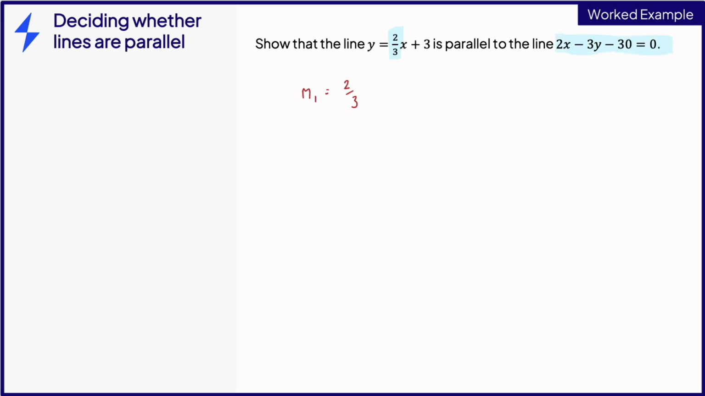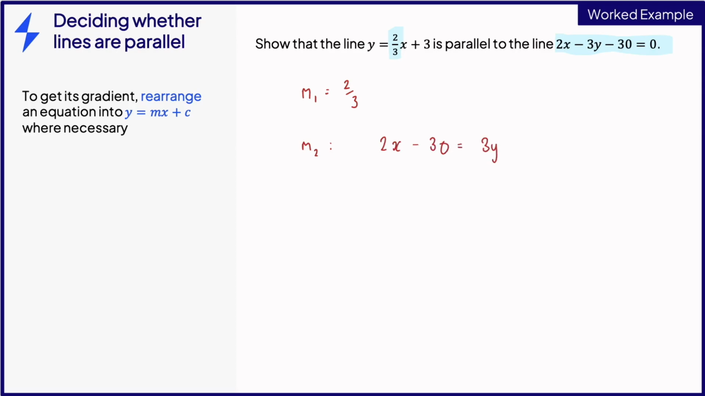For the second line, because it's in general form, we'll need to rearrange into y equals mx plus c to find its gradient. So for the second gradient, m sub 2, we can start by adding 3y to both sides. Now a common mistake here would be to state that the gradient of this line is 2, but this is not yet in gradient intercept form. It's only in gradient intercept form when we have 1y on its own on one side of the equation.